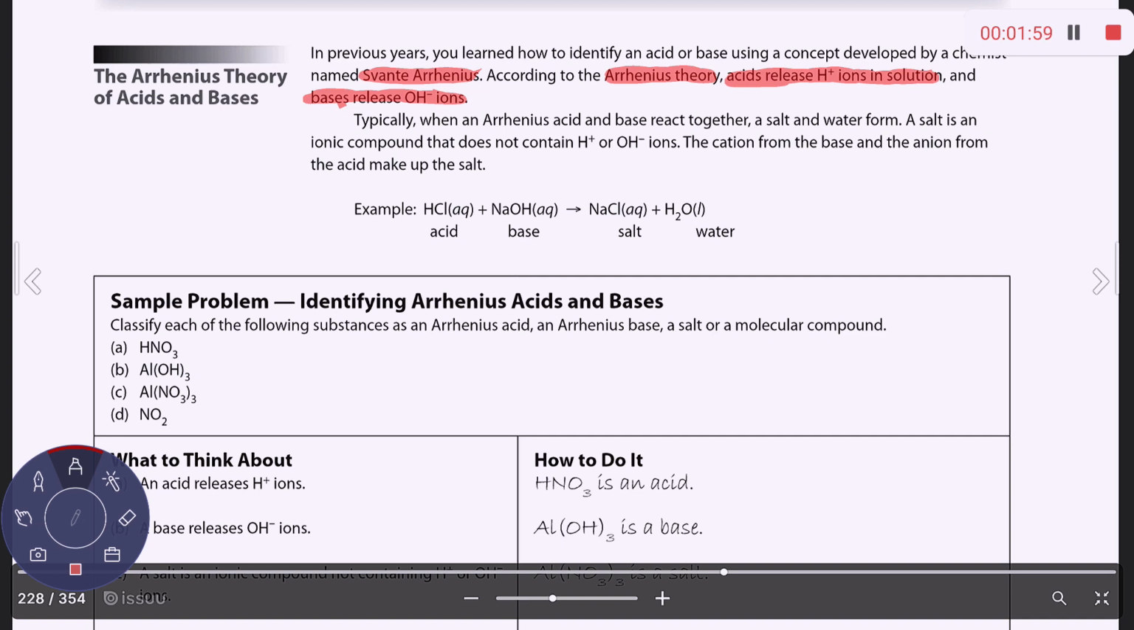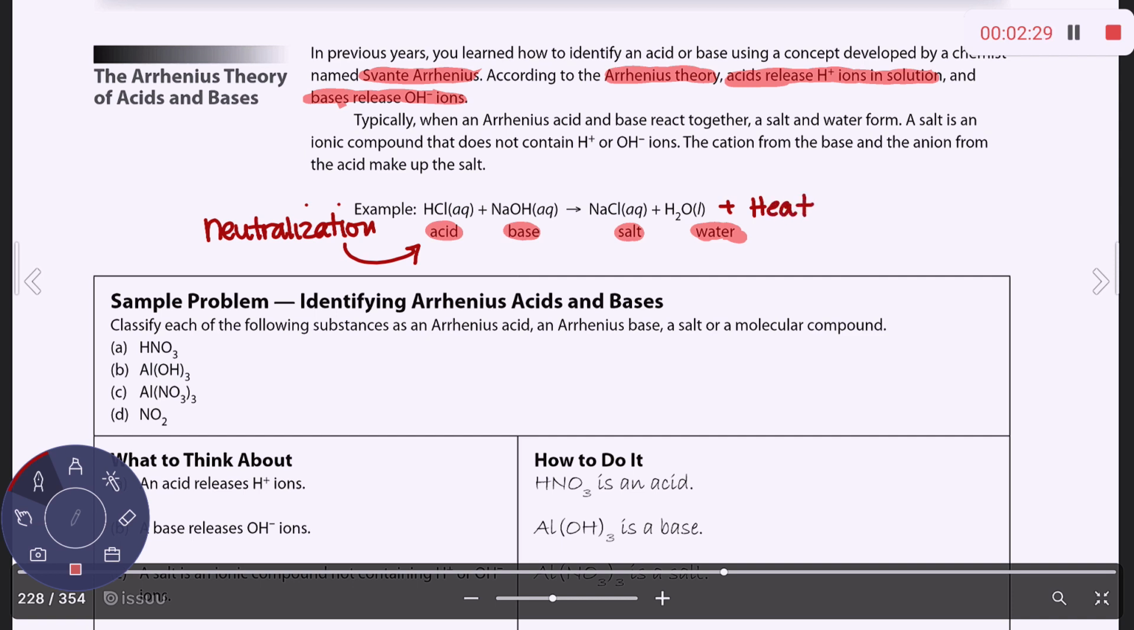Now, you know that when an acid combines with a base during a chemical reaction, you're going to produce a salt and water. This is known as a neutralization reaction. It releases a little bit of heat. Neutralization reactions are special types of double replacement reactions. So these are exothermic.